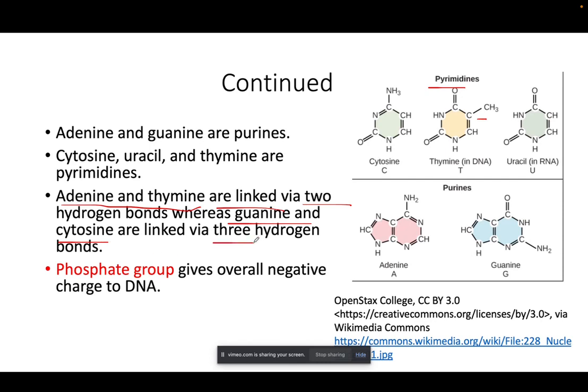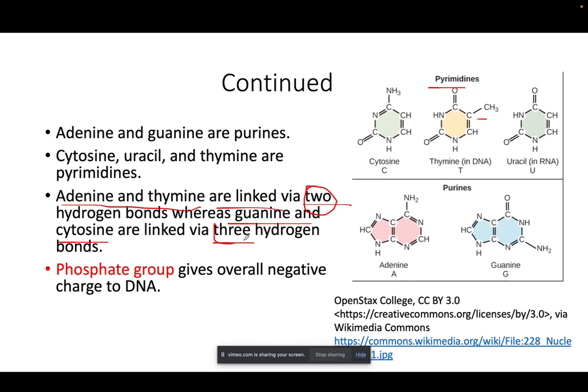Okay, so now let me ask you a question. Is it easier to break a bond between adenine and thymine, or is it easier to break a bond between guanine and cytosine? And if you said it's easier to break the bond between adenine and thymine, you are correct, because they have only two hydrogen bonds. So it's easier to break two bonds than three bonds. So the cell has to consume less ATP to break down these two bonds instead of these three bonds.